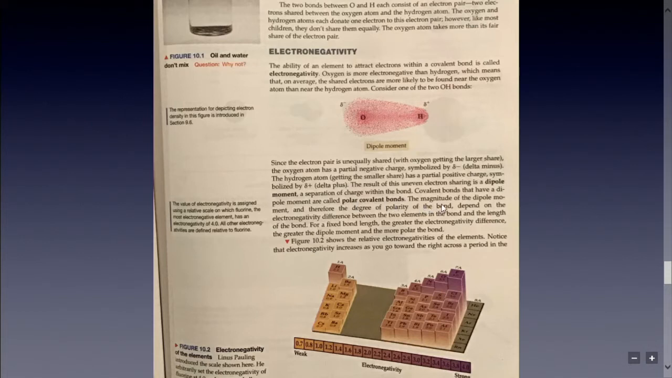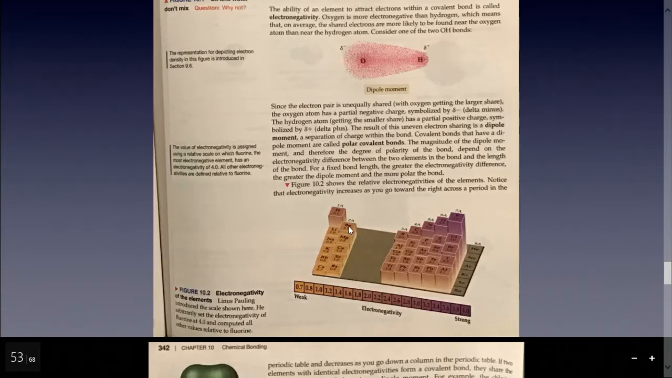And now the magnitude of that dipole moment, again, there's going to be some degree to it. There's going to be a degree of polarity in that bond depending on, better said, the electronegativity difference between the two elements in the bond, and the length of the bond and so on. And so if we just assume a fixed bond length, then the greater the electronegativity difference, the greater the dipole moment. And so here's a nice little table here.